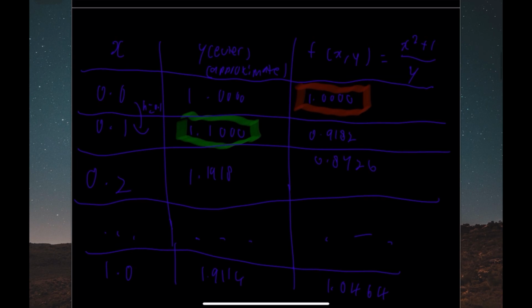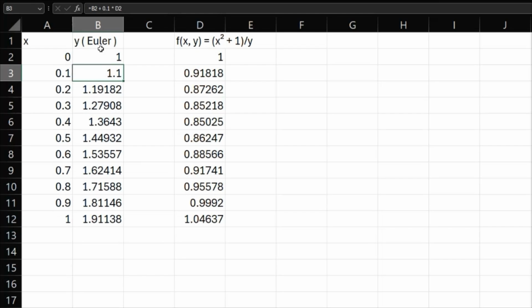And for our y, we'll just be using this Euler's formula. As you can see in my spreadsheet over here, we will be using D2, which is the current value of y, plus 0.1, which is the step size, multiplied by D2, aka the dy/dx formula over here. And we're going to be repeating that all the way until we hit x equals 1, and that gives us 1.91138.